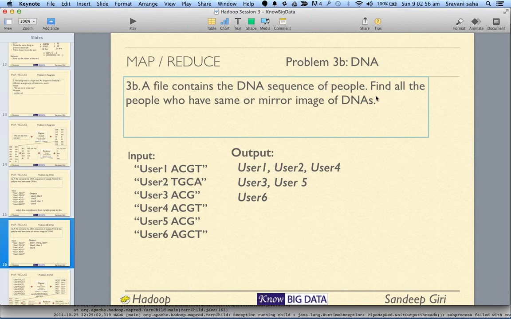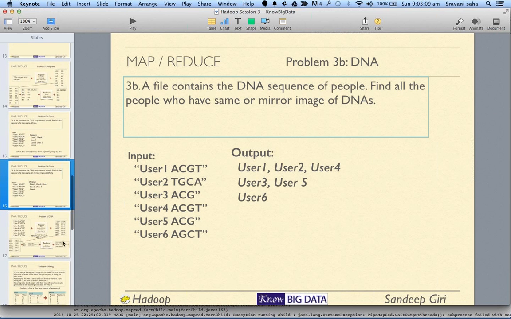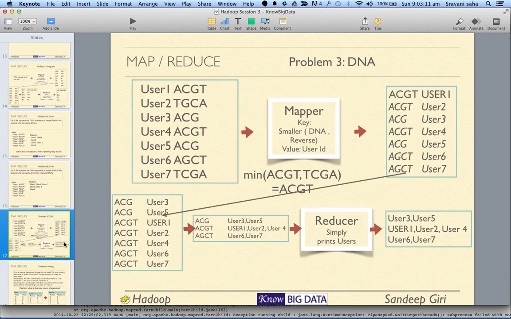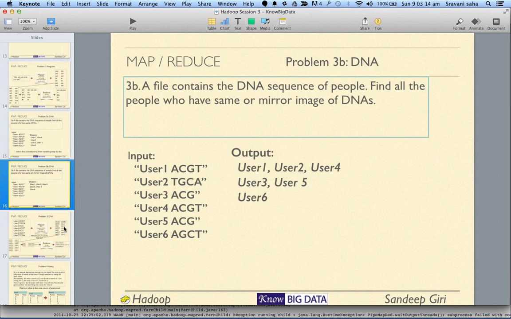All right. If you have questions, just stop me, and I'd love to answer them. Even if you did not get the problem, I'd like to explain it again. So the trick here is to form the key where user 1, user 2 and user 4 will come together, and that is only possible if you take the smaller of the DNA and its reverse.